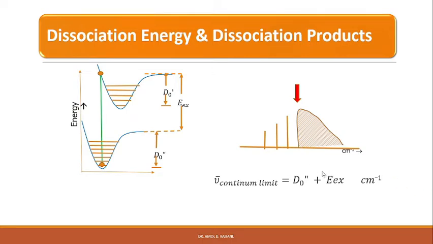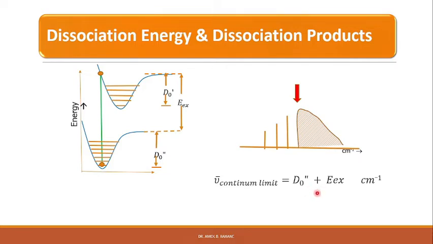Thus we see that we can measure the dissociation energy D0'' if we know E_XE, the excitation energy of the product. The excitation energy of the atoms in various electronic states can be measured by atomic spectroscopy. However, the precise state of the dissociation products, that is the separated atoms, is not always known, and therefore there are limitations on the calculation of this D0''.